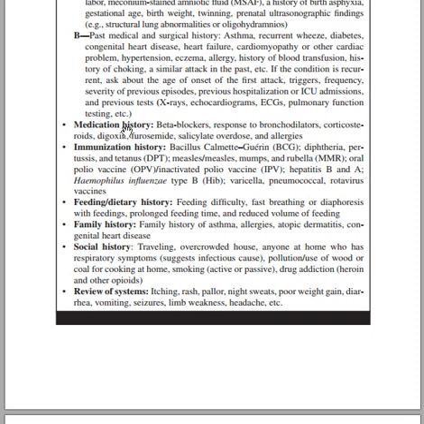Then the next one is the medication history of the child. Does the child take beta blockers? And you know that beta blockers block bronchodilation, so they cause bronchoconstriction. Do they respond to bronchodilators, corticosteroids, and all that?